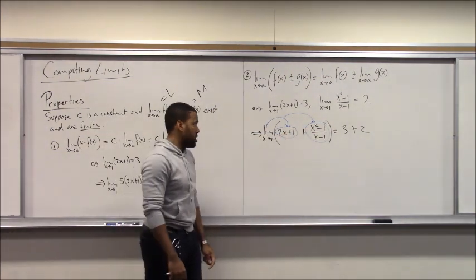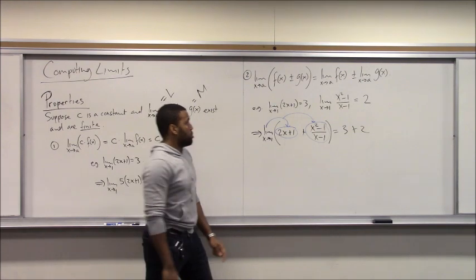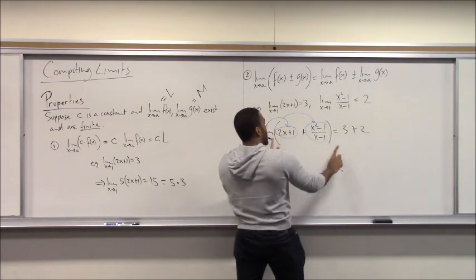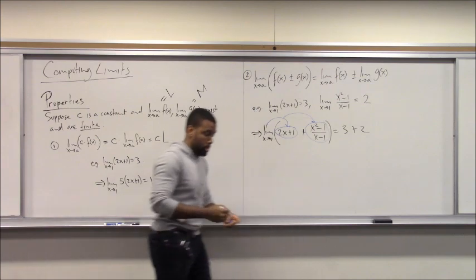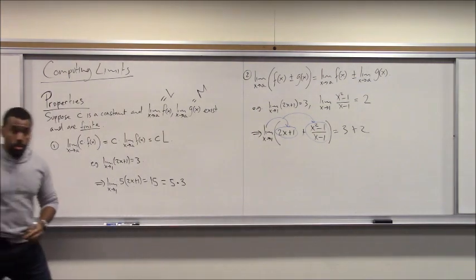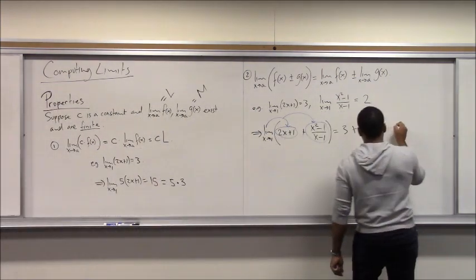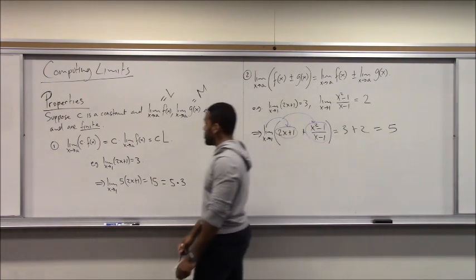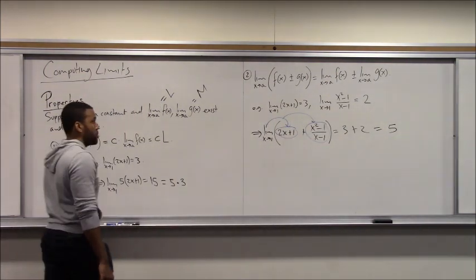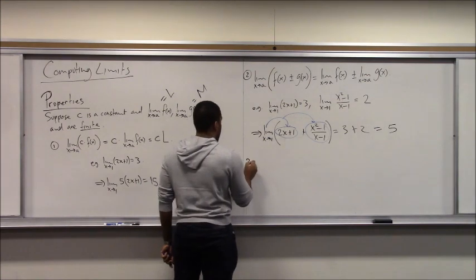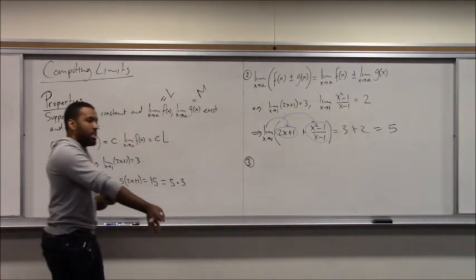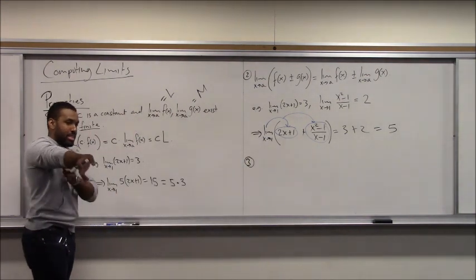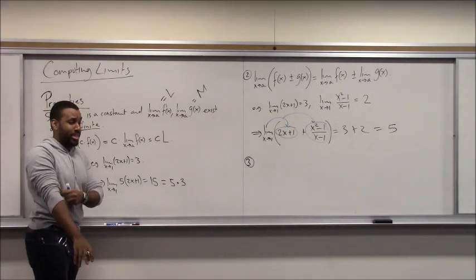I'll use two different strategies for each one of these. We'll talk about strategies in general later. But once I know the individual limits, I automatically know the sum of any two limits. I'll just add those guys together. So limits distribute across sums. The answer here would be 5.